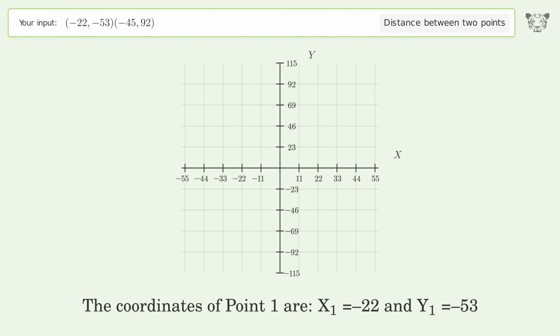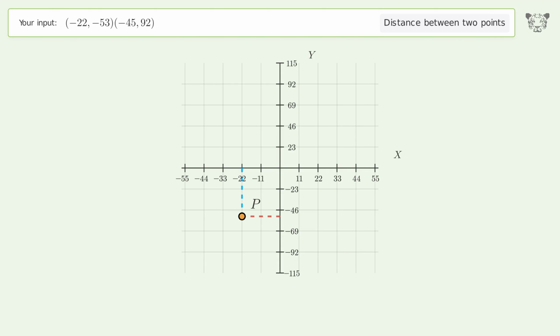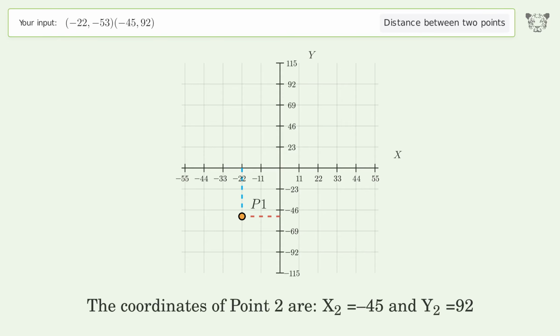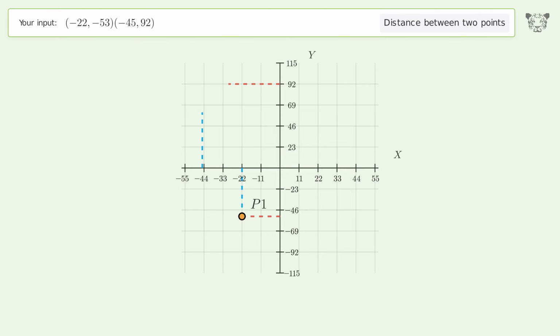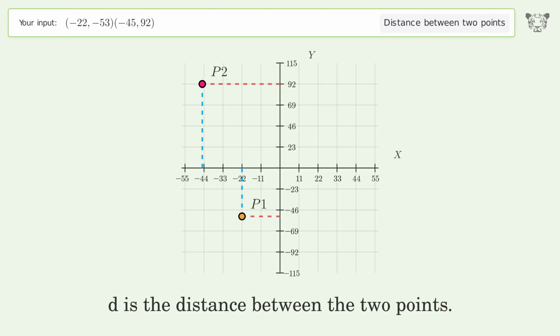The coordinates of point 1 are x1 equals -22 and y1 equals -53. The coordinates of point 2 are x2 equals -45 and y2 equals 92. D is the distance between the 2 points.